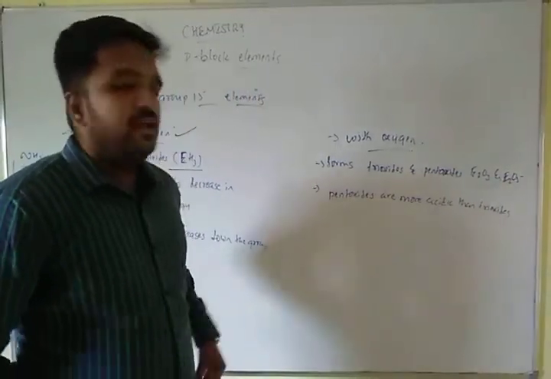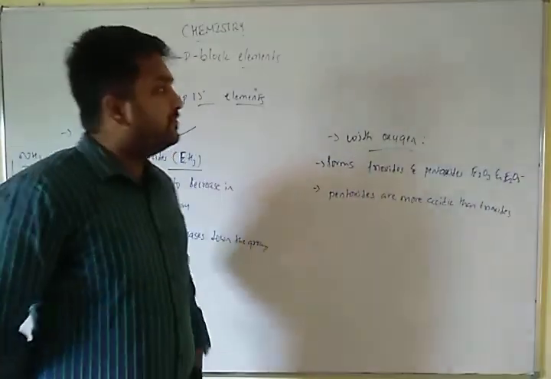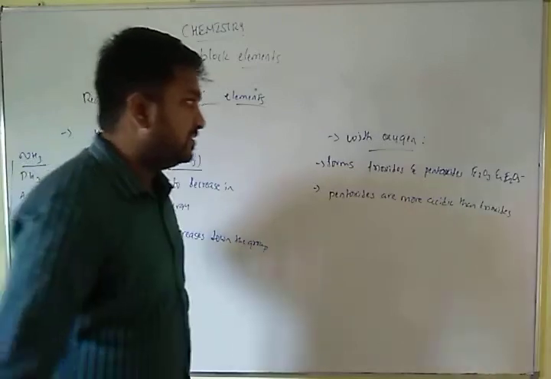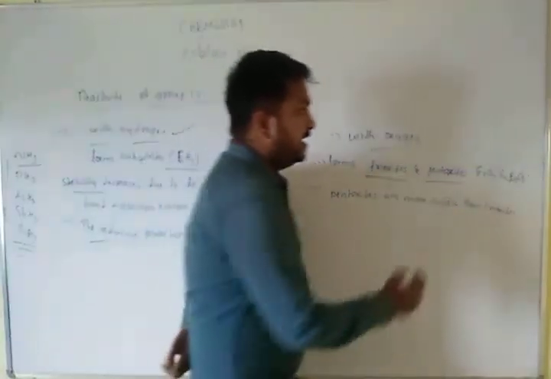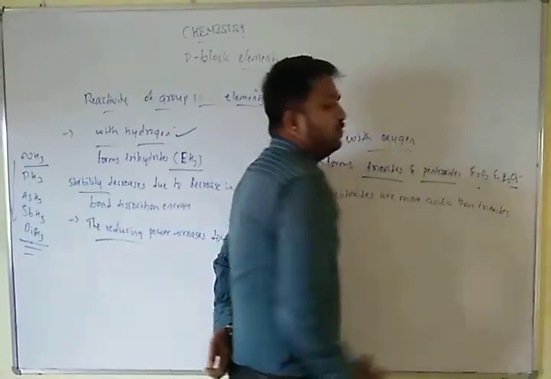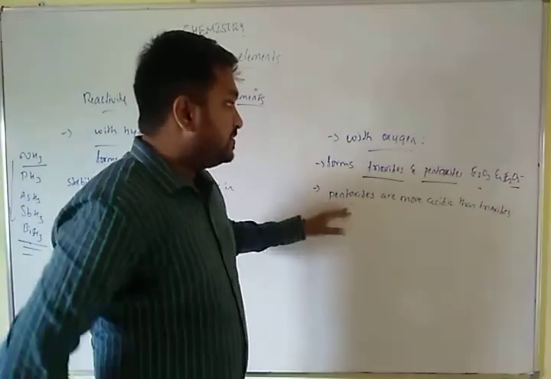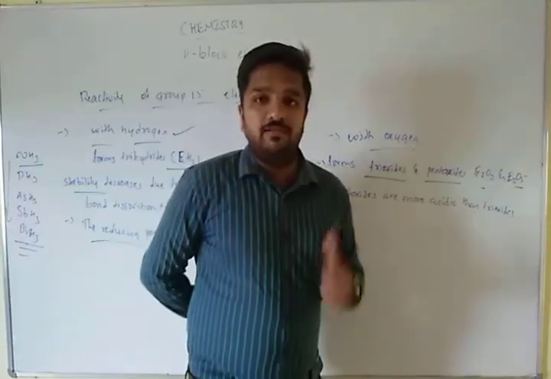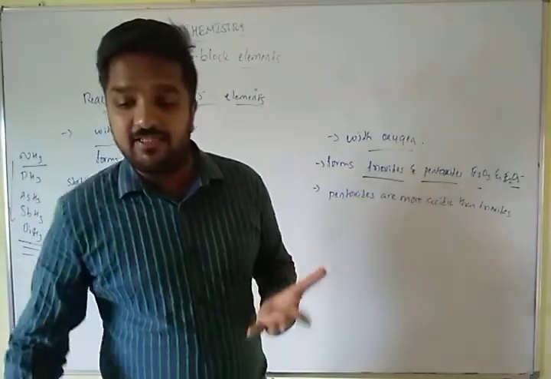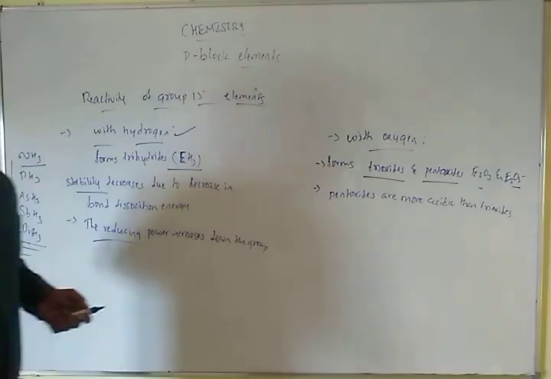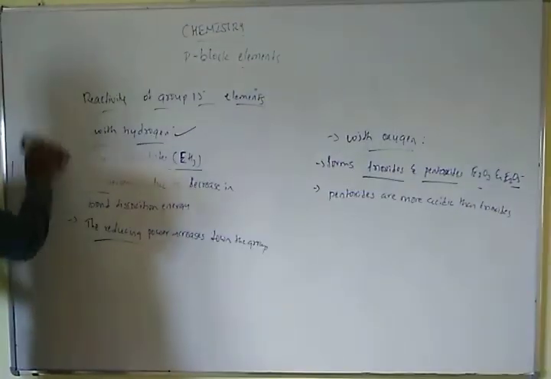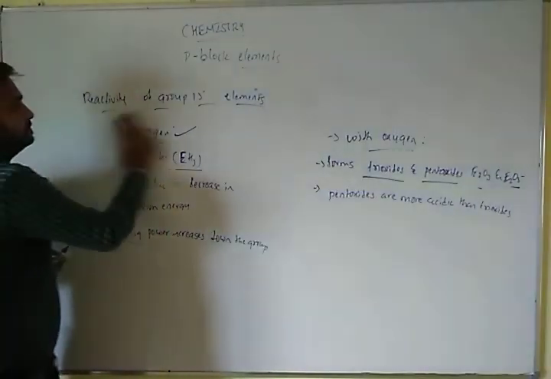And when we look at oxygen, when these group 15 elements are treated with oxygen, they form trioxides and pentaoxides in the form of E2O3 and E2O5. Pentaoxides are more stable than trioxides. These are the results that we get when the group 15 elements are reacted with hydrogen and oxygen. Now we have one simple concept.